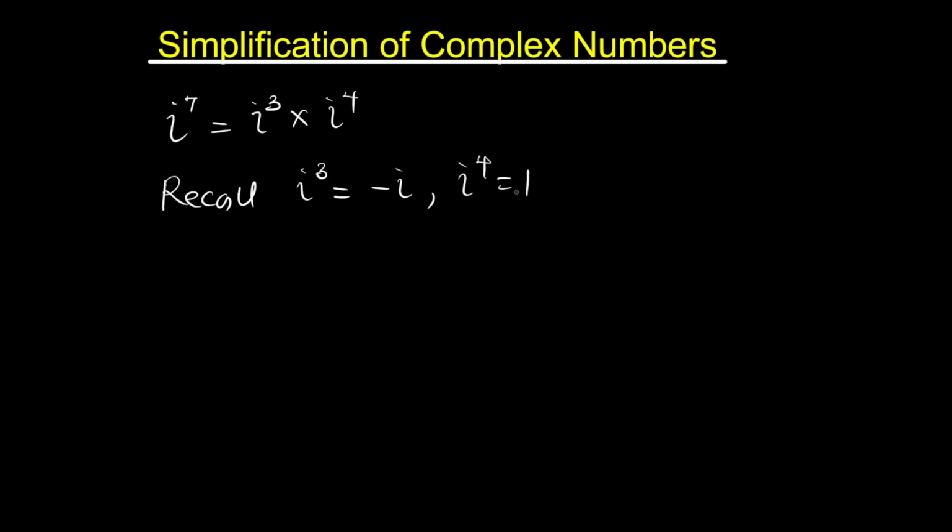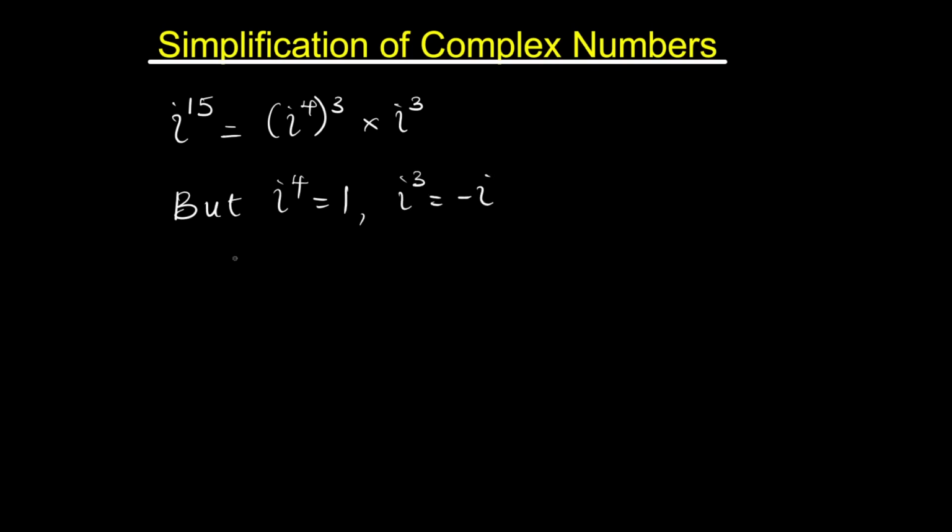Let's go ahead and simplify i to the power of 7. To simplify this, we are going to represent this in its simplest form, and this is going to be equal to i to the power of 3 times i to the power of 4. Recall that i to the power of 3 is equal to minus i, while i to the power of 4 is equal to 1. By substituting, we are going to have that i to the power of 7 will be equal to minus i times 1. Therefore, i to the power of 7 is equal to negative i.